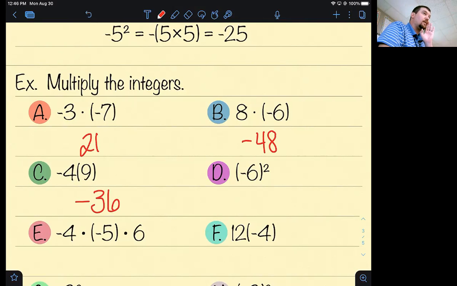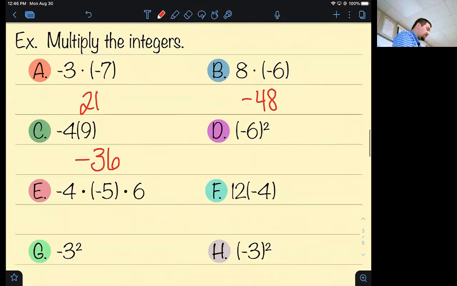Taylor. We'll skip the exponent one for a second. Let's go down to example E. Example E. Max.